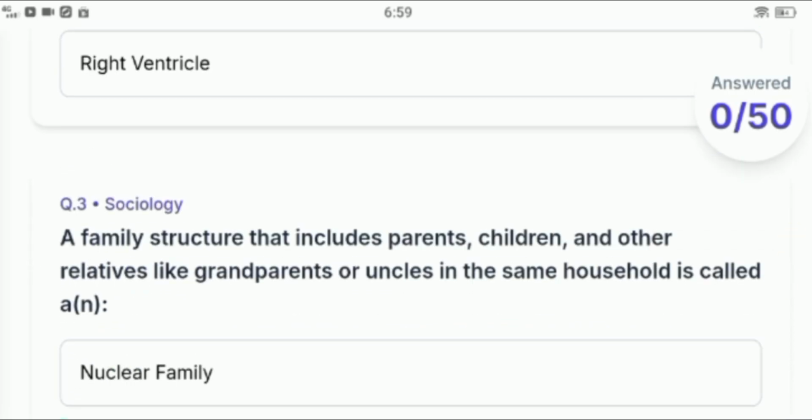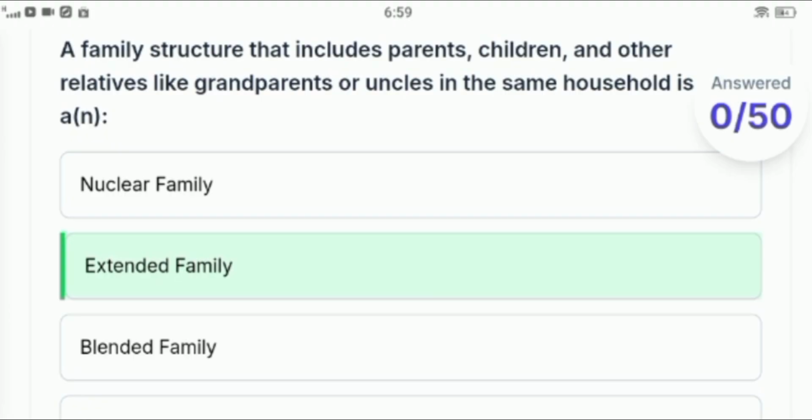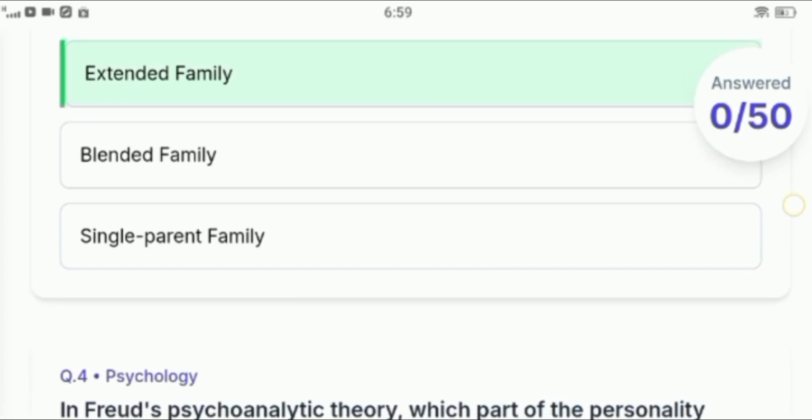Next, 3. Sociology. A family structure that includes parents, children, and other relatives like grandparents or uncles in the same household is called option A, nuclear family, B, extended, C, blended, and D, single parent. So the correct answer is the extended family.